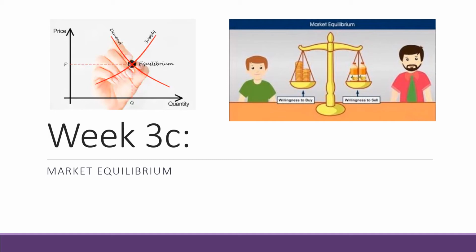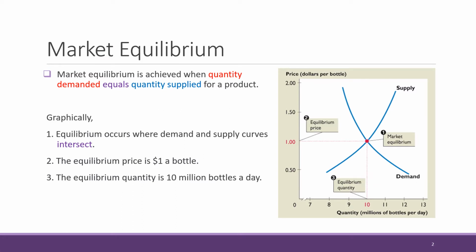In this section, we are going to study how market price and quantity of a product can achieve equilibrium level. Market equilibrium is achieved when quantity demanded equals quantity supplied for a product. In the attached figure, equilibrium happens when demand and supply curves intersect. The equilibrium price of bottled water is $1 per bottle. The equilibrium quantity is 10 million bottles a day.